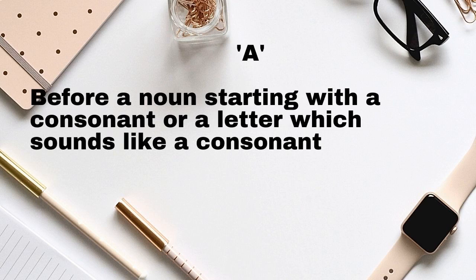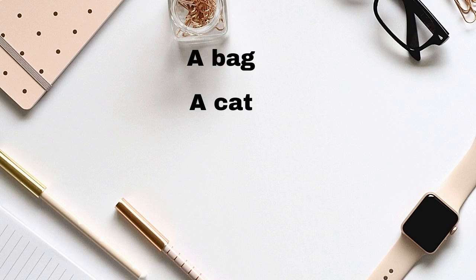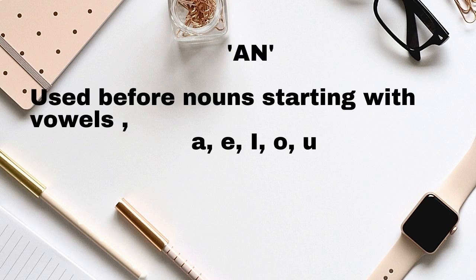The article a is used before a noun starting with a consonant or a letter which sounds like a consonant. A unicorn, a unit. In these two words, unit and unicorn, even if the starting letter is a vowel, its pronunciation comes off like it starts with a consonant. For words like bag and cat, we use the article a before them, because the initiating letter is a consonant.